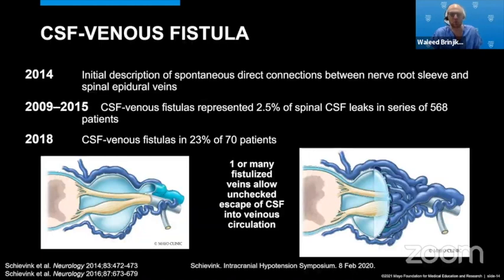Interestingly, as we've learned more and more about these CSF venous fistulas, we're discovering them with increased frequency. A review of cases from 2009 to 2015 showed that only 2.5% of leaks were from CSF venous fistulas. But then we got better at diagnosing them, and now in 2018 we say, oh wait, 25% of leaks are due to CSF venous fistulas. And now we're learning even more. In our most recent experience at Mayo, over 70% of leaks are due to CSF venous fistula. So it's an increasingly recognized diagnosis as we get better at diagnosing it.